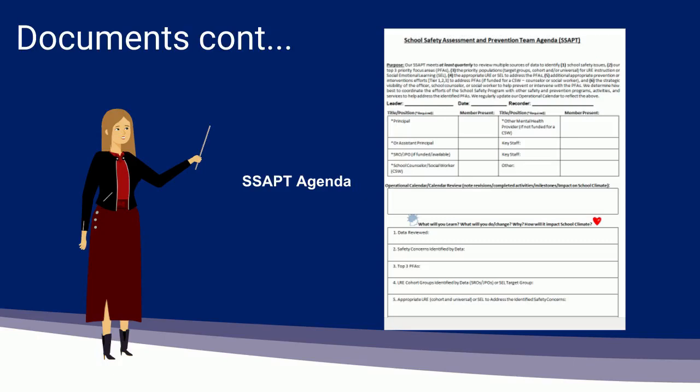When do we meet and what do we do? The team meets at a minimum quarterly. However, it is best practice to meet more frequently. The team meets to discuss campus school safety issues, top priority focus areas, and prevention and intervention plans related to LRE and SEL.